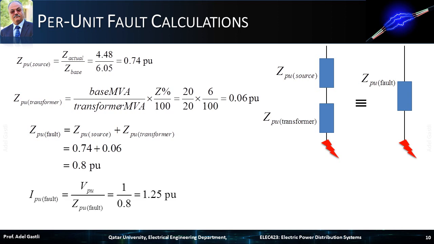So, the total fault current is calculated as the ratio of the voltage over the total fault impedance, that equals 1 over 0.8, equals 1.25 per unit. The fault current in kiloamps is determined by multiplying the per unit value by the base current value at the secondary of the transformer, that is 1.25 times 28.87, which equals 36.08 kiloamps.